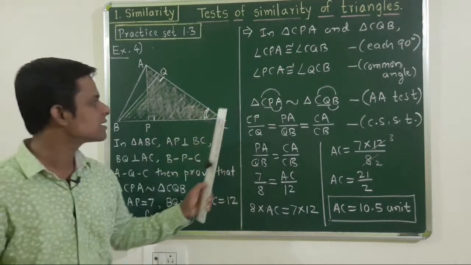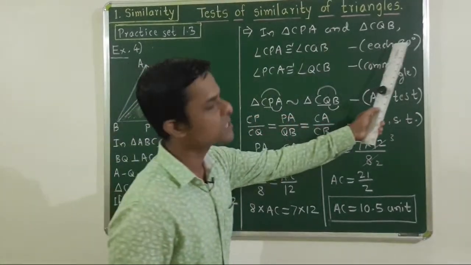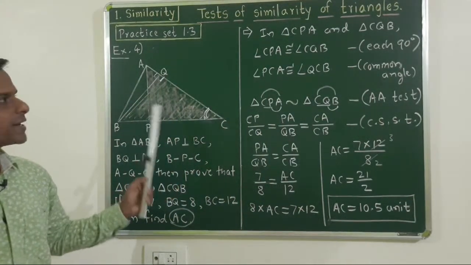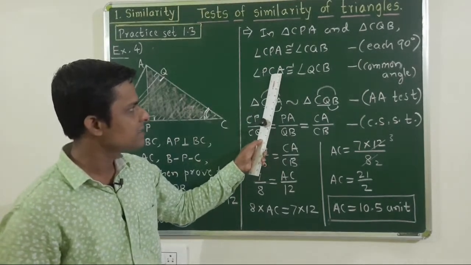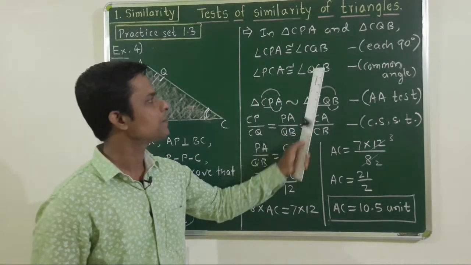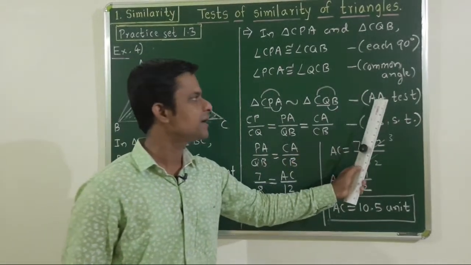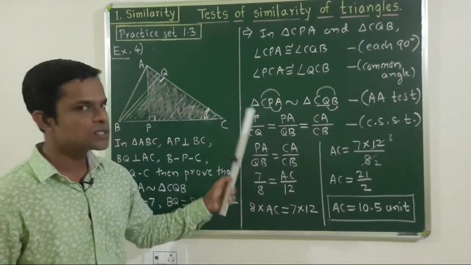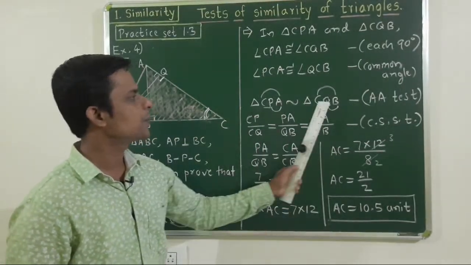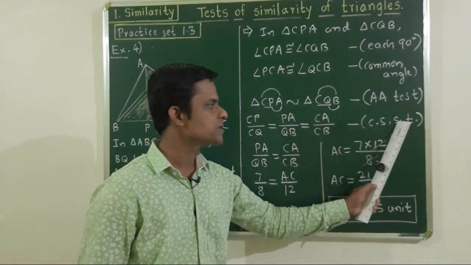Now in these two triangles, these two angles are 90 degrees, that is angle CPA is congruent to angle CQB. Reason will be each 90 degrees, and this angle is common angle but names are different for both triangles, that is angle PCA, that is this angle C must be in between, and angle QCB, here also C must be in between, which is common angle. Hence triangle CPA is similar to triangle CQB by AA test. Now since these two triangles are similar, therefore their corresponding sides are in proportion. CP upon CQ is equal to PA upon QB is equal to CA upon CB, corresponding sides of similar triangles.